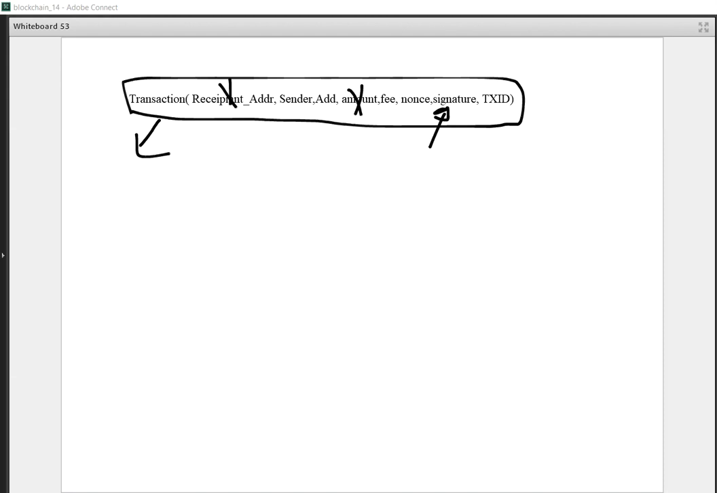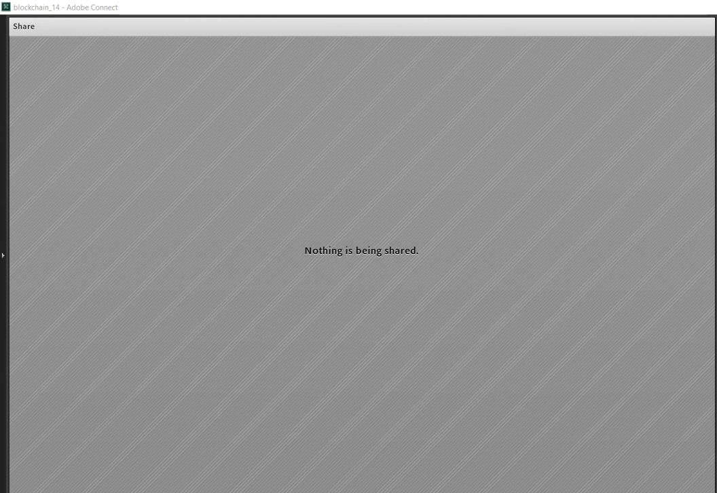There is another thing here. Every transaction must have a unique identifier. What is the transaction ID? The transaction identifier, or transaction ID, is simply calculated using the hash of all the fields in a transaction: the hash of recipient address, sender address, amount, fee, nonce, and the signature. Okay? See here?